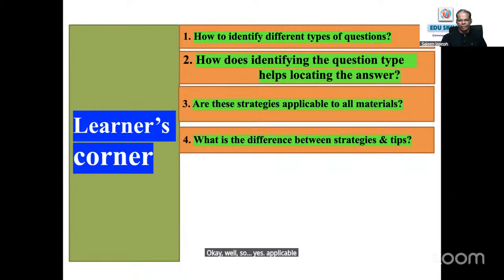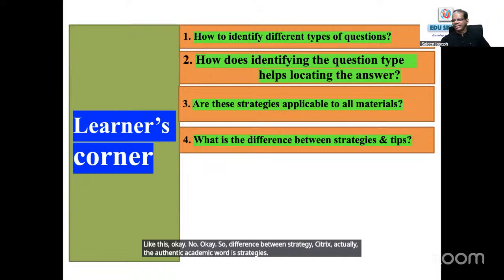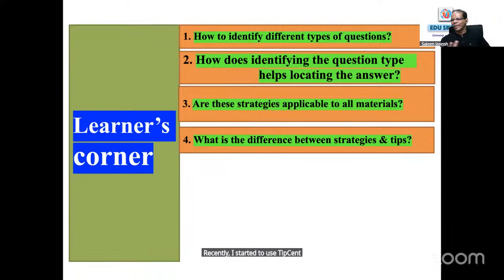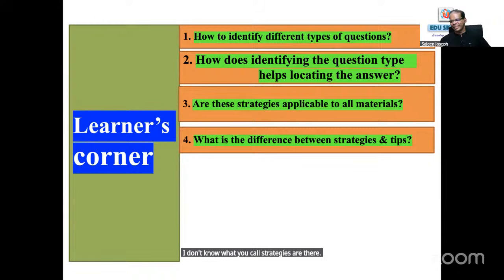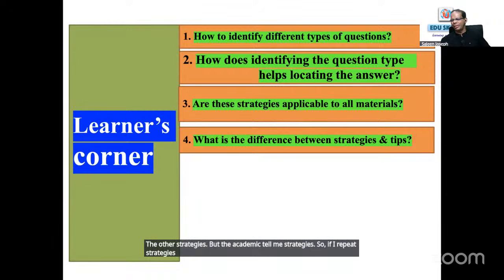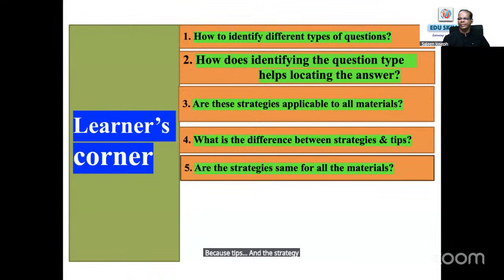So, the difference between strategies, tips, and tricks. Actually, the authentic academic word is strategies. Recently, I started to use tips and tricks. That's the only language people understand. I learned that over so many years. I never used tips and tricks in my earlier videos. There is no trick. Strategies are there. A strategy is exactly what you have in your brain. Tricks or tips, they are the strategies. But the academic term is strategy. So if I repeat strategies, that means tips. Tips are the strategies.